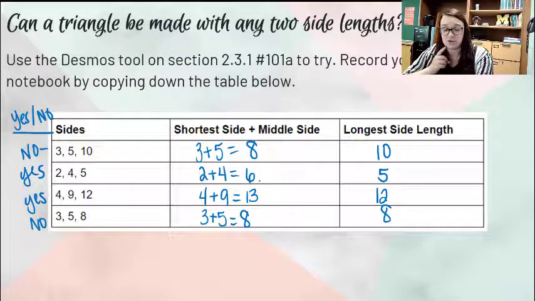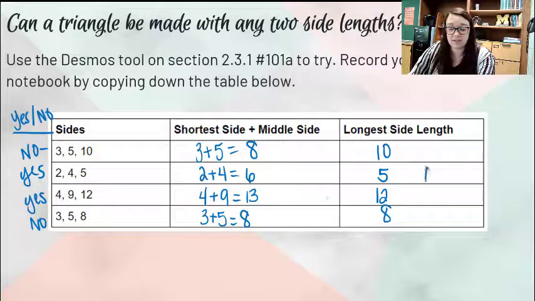Now let's notice the relationship that's happening here. The ones that were yeses are here and here. And let's compare what happened to the ones that were no's. So for the no one, the shortest and middle side was less than the longest side, as well as on this one it was equal on the bottom. The middle two that worked, the shortest plus middle was greater than the longest side. 6 is bigger than 5, 13 is bigger than 12. That is going to be the name of the game here.